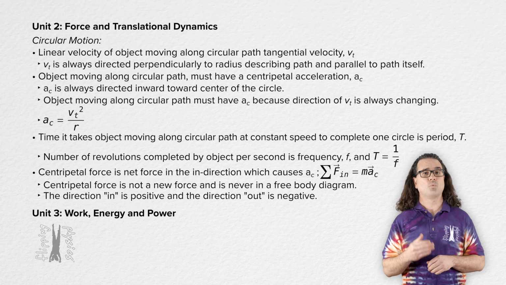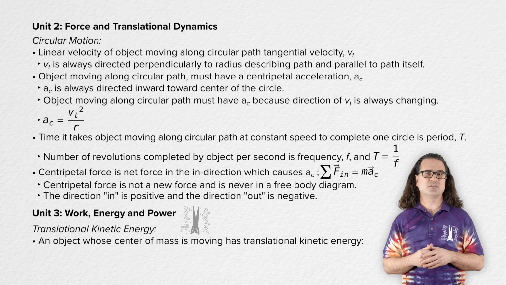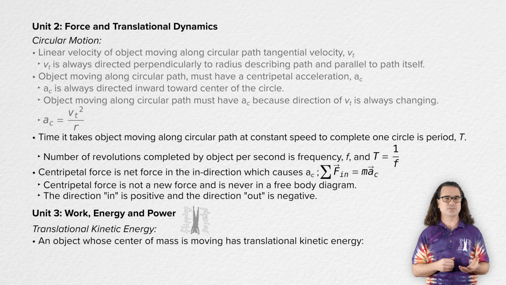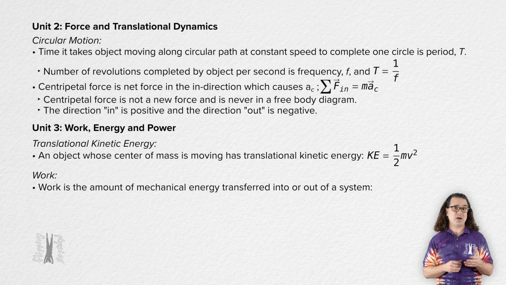Unit 3. Work, energy, and power. An object whose center of mass is moving has translational kinetic energy, 1/2 mass times speed squared. Work is the amount of mechanical energy transferred into or out of a system, and it equals the magnitude of the force doing the work on the system times the magnitude of the displacement of the system while the force acts, times the cosine of the angle between the direction of the force and the displacement.